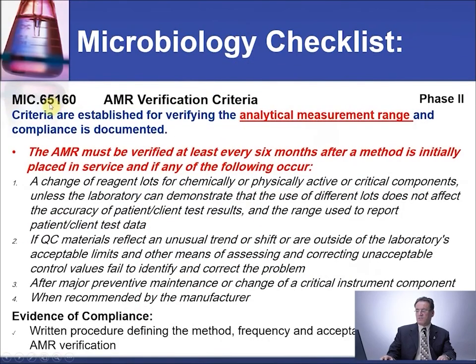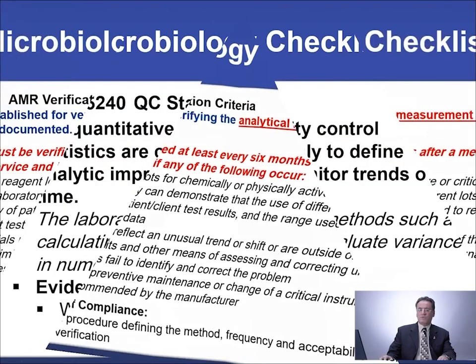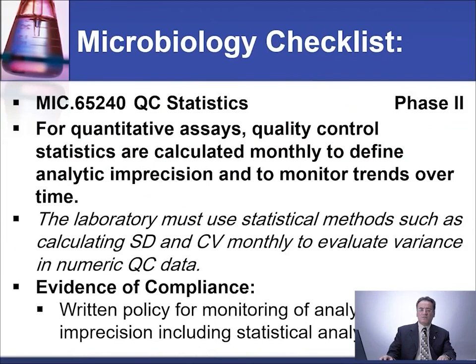MICRO.65160, AMR verification criteria. AMR, analytical measurement range, or the reportable range, for quantitative testing, needs to be done initially as part of the validation verification criteria, and after that you need to do it every 6 months. You can do it with patient samples or controls; you can buy them from CAP or any other source. But if your calibrators cover the range of the AMR, you are exempt from this requirement.